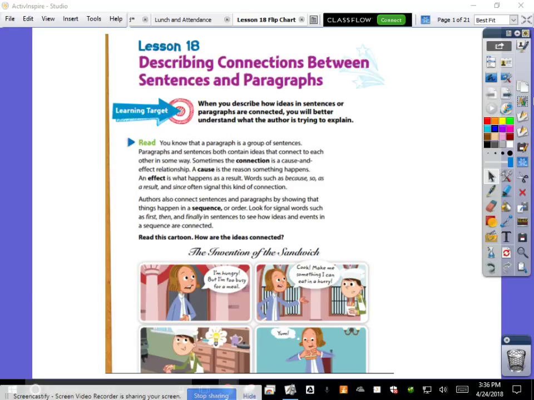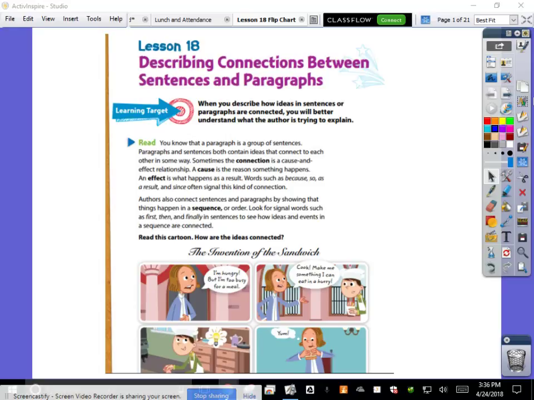You know that a paragraph is a group of sentences. Paragraphs and sentences both contain ideas that connect to each other in some way. Sometimes the connection is a cause and effect relationship. A cause is the reason something happens, and an effect is what happens as a result. We've talked about this many times before. Words such as because, so, as a result, and since often signal this kind of connection.